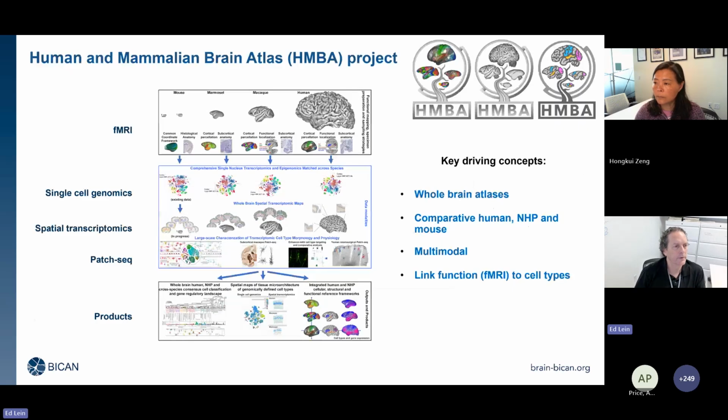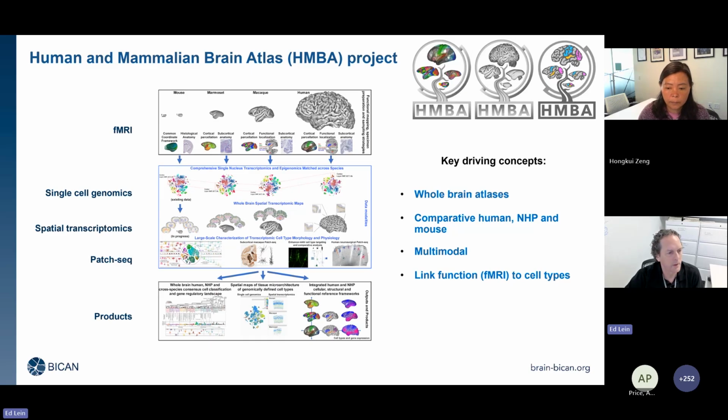Our own project in the consortium in the adult brain is called the Human and Mammalian Brain Atlas, or HMBA. This is really the broadest project trying to cover the entire anatomy of the human and macaque and marmoset brain. We've approached this in a highly parallel fashion across species to try to get really comparable coverage so that we can adequately map homologous cell types or understand species specializations. This involves single-cell genomics coverage, now bringing spatial transcriptomics across the brain, phenotyping of cells with techniques like patch-seq, and producing a series of products.